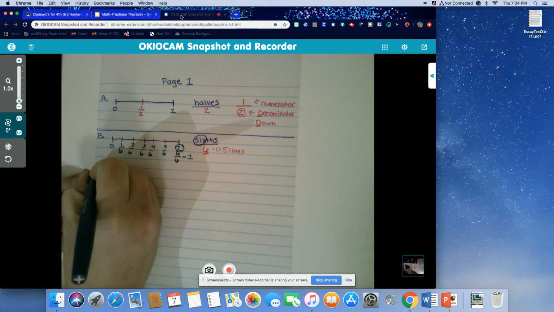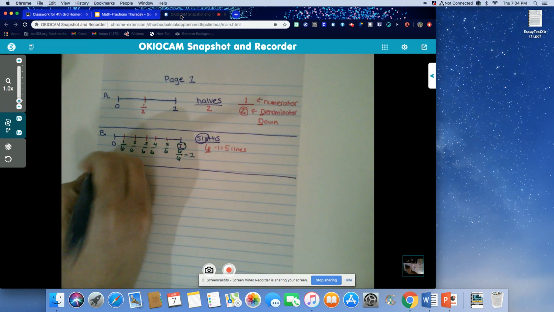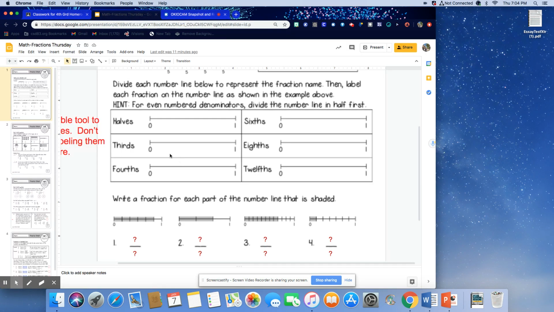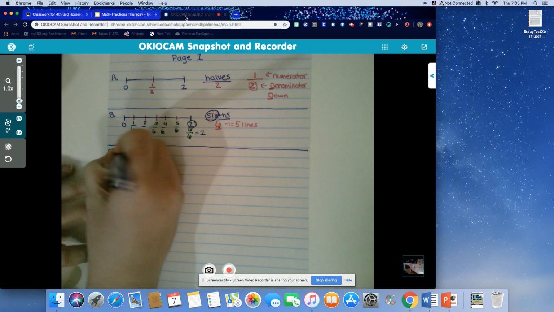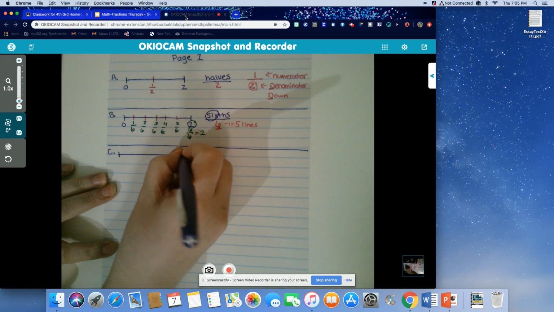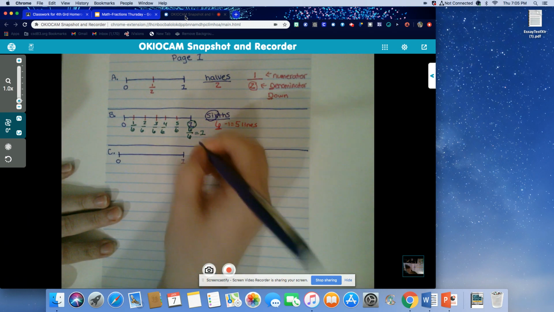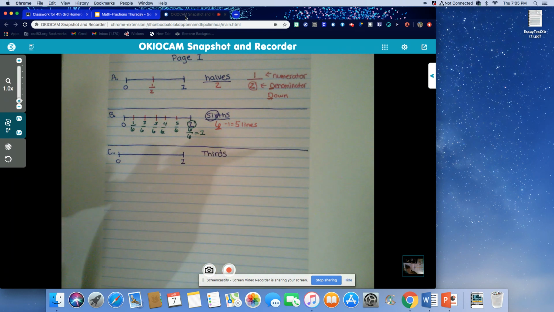All right, so I'm going to box this off. And then I'm going to do one more of those boxes, and I'm going to call this C. So C is right here. It says thirds. So I'm just going to draw this number line right here, and then I'm going to do thirds. So here's my number line. And we have a 0, and then we have a 1 that represents my whole candy bar, and they said, split this candy bar into thirds.